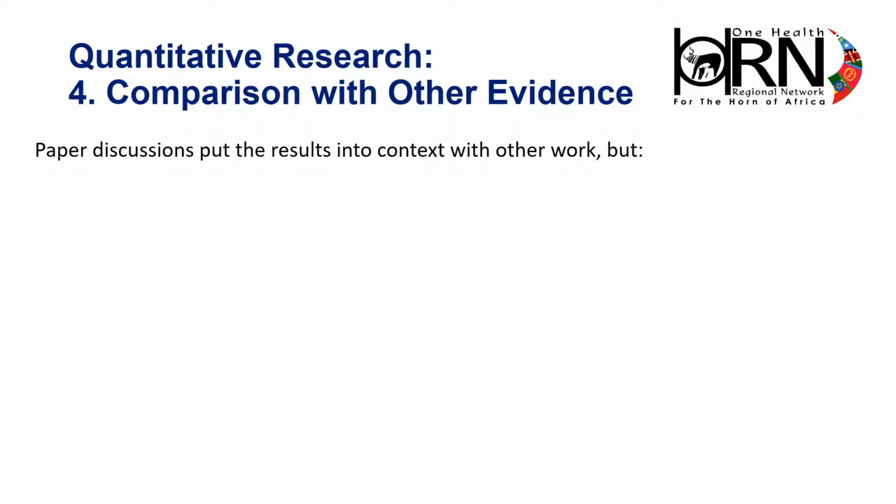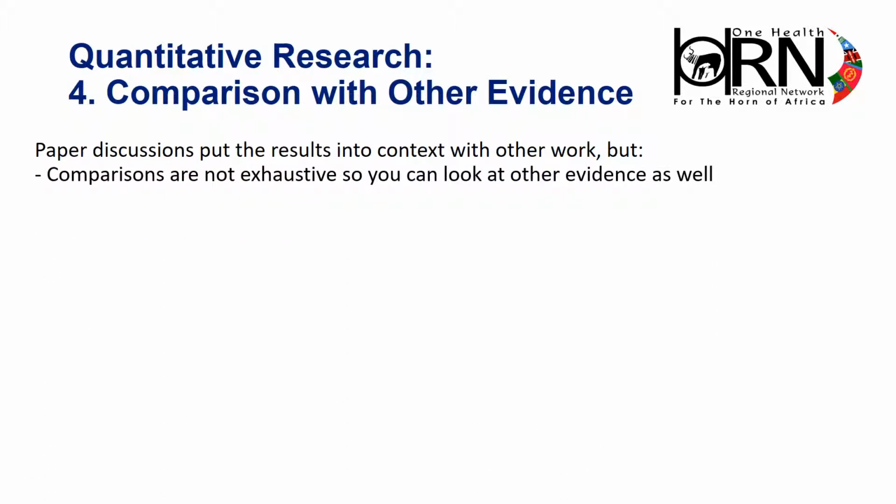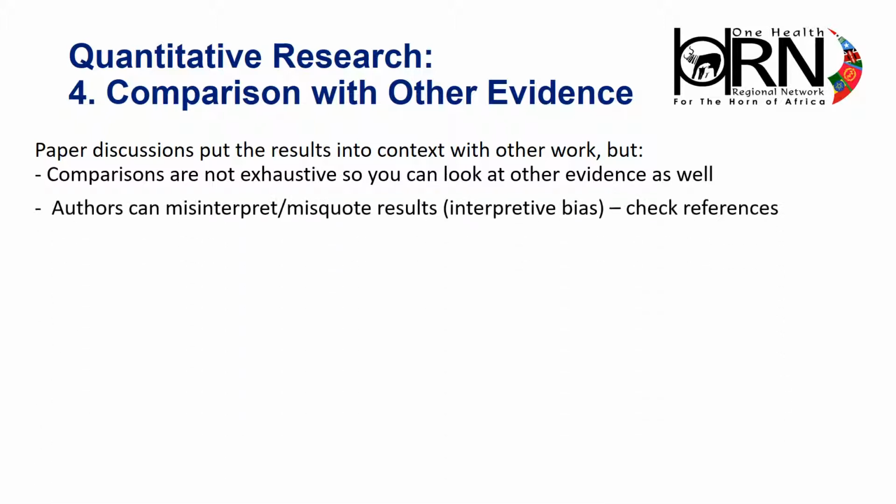Generally, the authors will use the discussion section of a paper to put the results in context with other published information. However, this discussion is often not exhaustive and authors may concentrate on results that support their findings. Hence, it is important to consider evidence in addition to that provided in the discussion section. It is necessary to determine if the results are consistent with evidence from the same and other species. Furthermore, it is possible that authors have misinterpreted or misquoted the results of other studies.